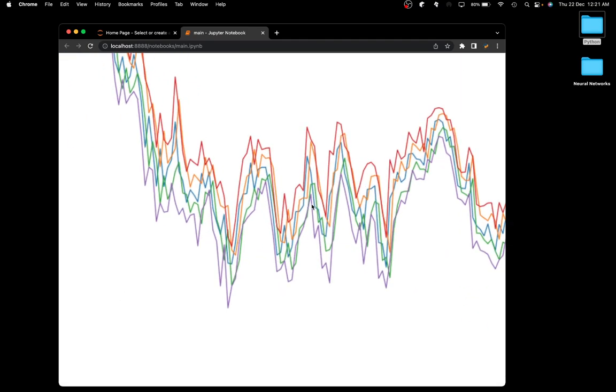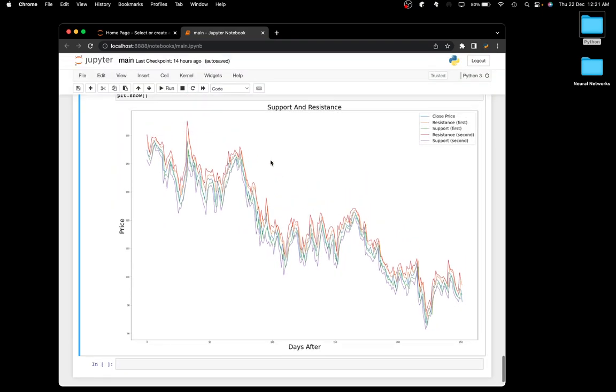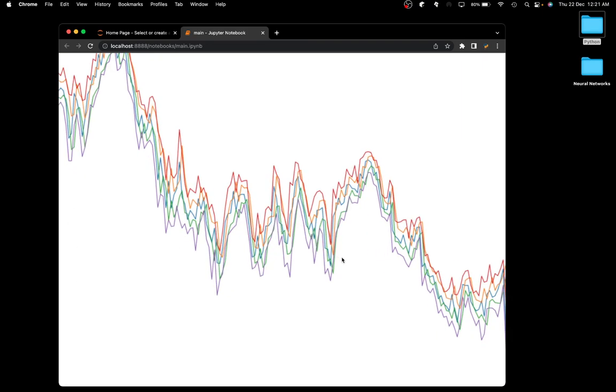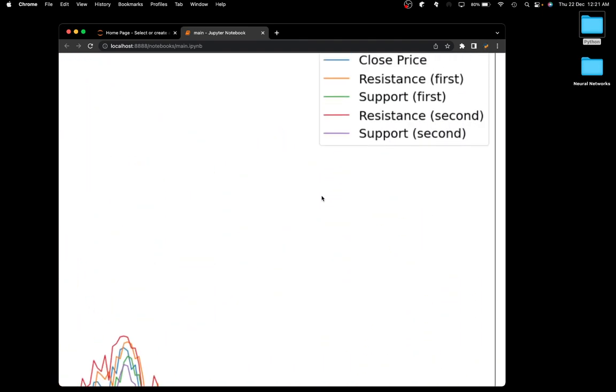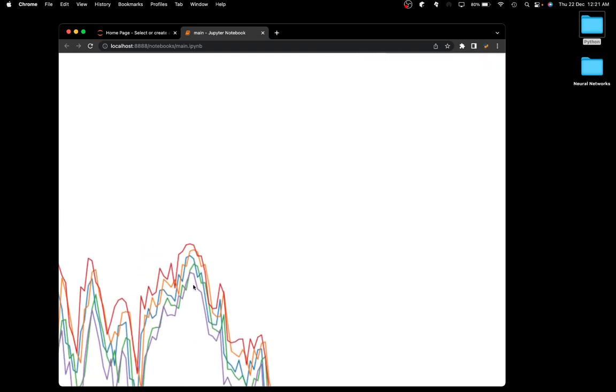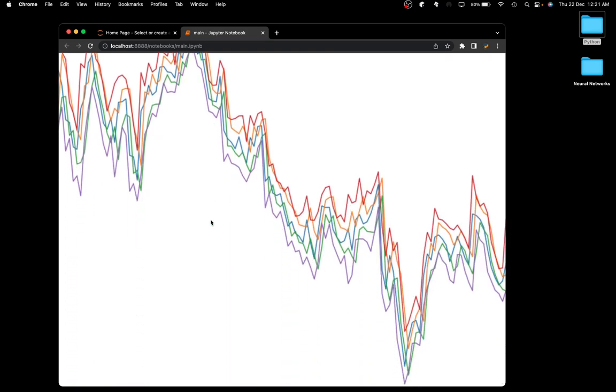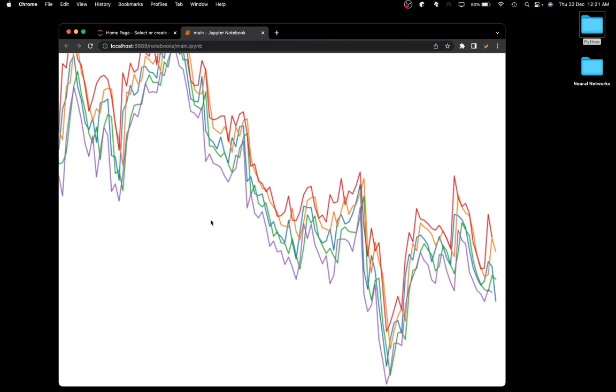As you can see, this graph is pretty involved because we have a bunch of lines in here, and I don't know how good it looks on video because the lines are kind of thin. But we have the blue line, which is the close price. If I just zoom in, this is your close price. Then we have the green line and the orange line, which are the first resistance. As you can see, there are many instances where the blue line has crossed the first resistance.